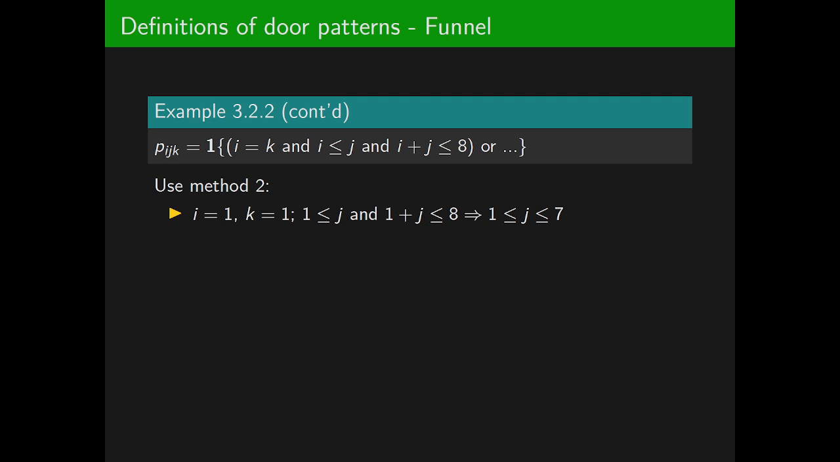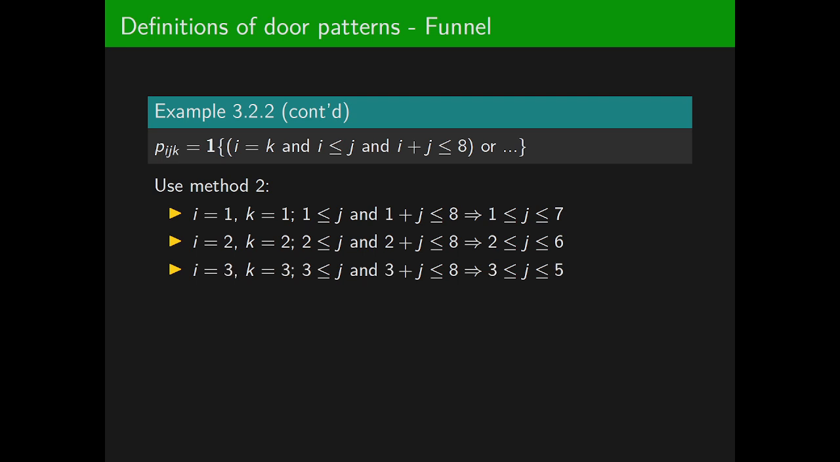But remember, we have j in the bounds of 1 and m, so really it's 1 and 7 now. So j is in 1 and 7 inclusive. When i is equal to 2, k is equal to 2. Only this can be true. 2 is less than or equal to j, and 2 plus j less than or equal to 8. Combine these: 2 less than or equal to j less than or equal to 6.